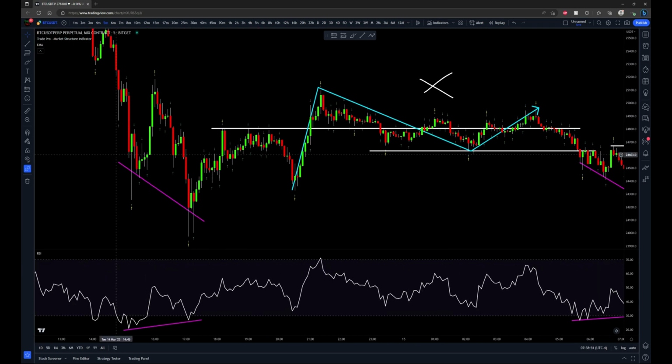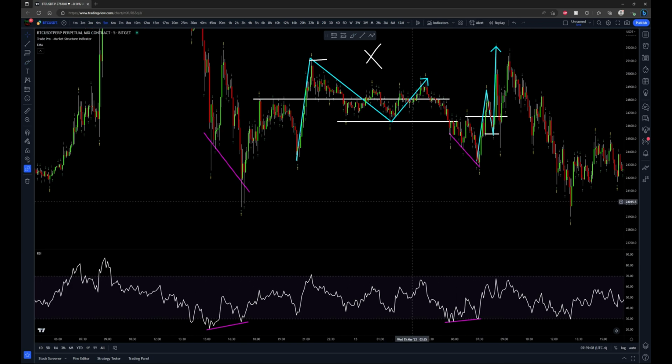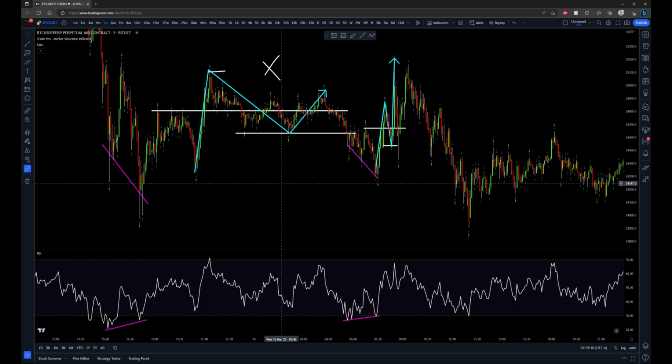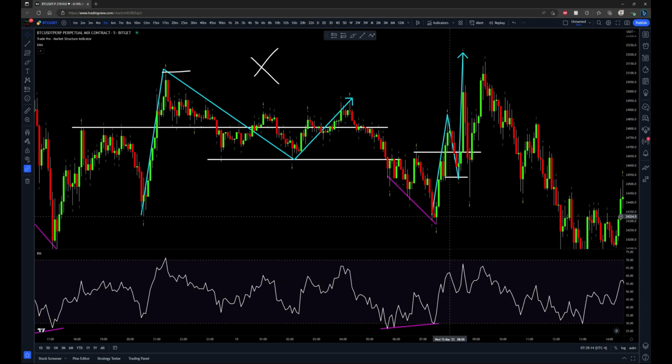So we get the regular bullish divergence, breaks in structure right here, and then pulls back, but we don't get a full follow through to take out this high before things come down quite far. So I consider this one a failure. Let's look at our next one.